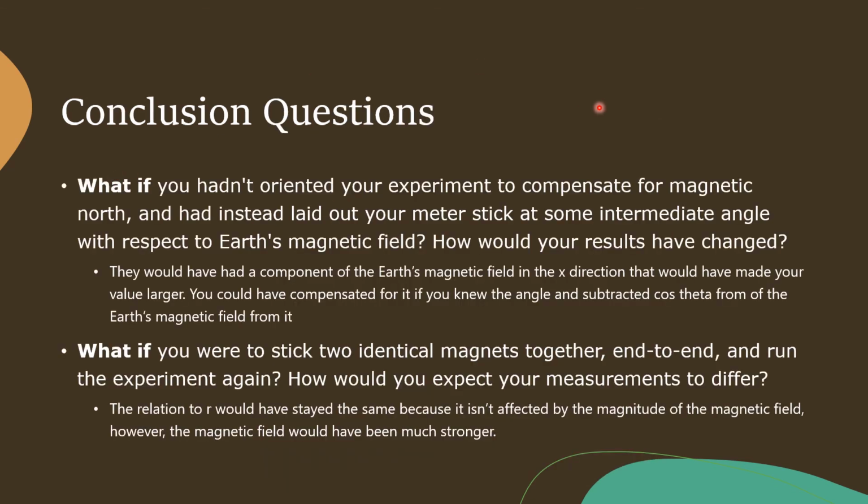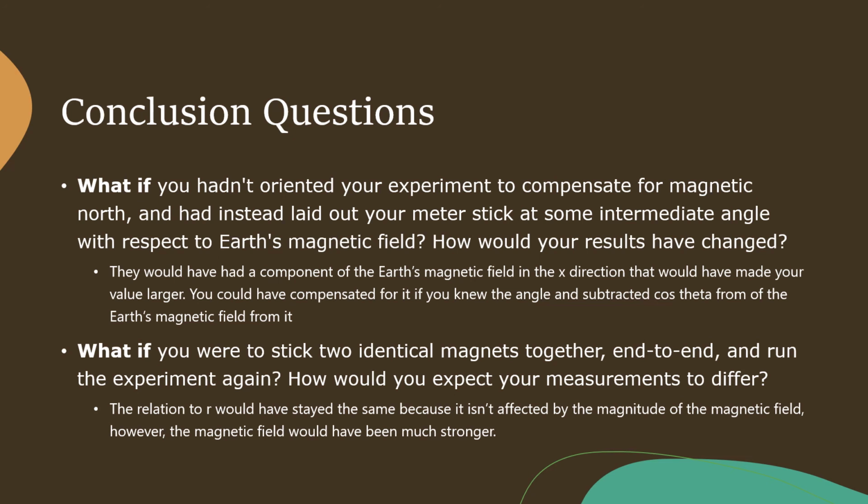In conclusion, what if we had oriented your experiment to compensate for the magnetic field from magnetic north, and instead laid out the meter stick at an intermediate angle with respect to Earth's magnetic field? How would your results have changed? Well, they would have changed by having a component of Earth's magnetic field in the x and the y direction. So they would have made the y ones smaller and your x ones larger. You could have compensated for this if you knew the angle and subtracted the Earth's magnetic field from that.